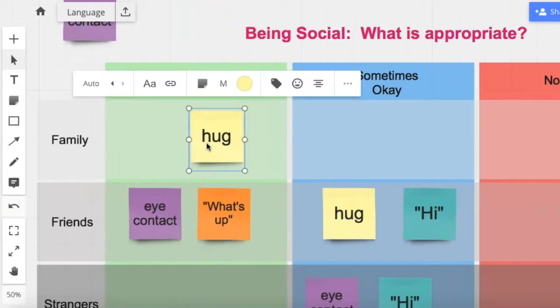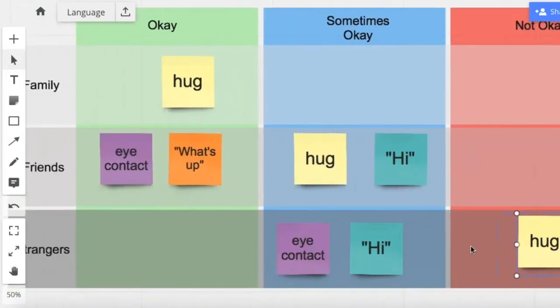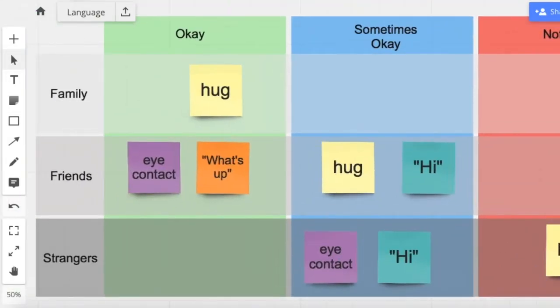For example, you could talk through how it's appropriate to hug family members, but not okay to hug strangers. In your teletherapy session, you can give the student control of the keyboard and mouse so that they could move the notes or objects around the board. And you can utilize this for a wide variety of tasks.